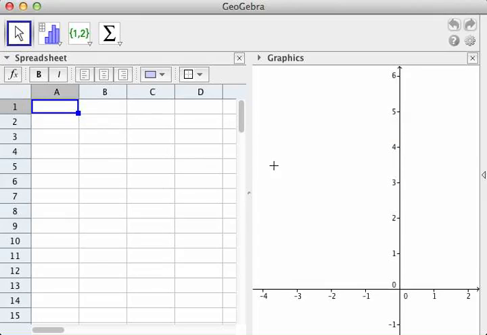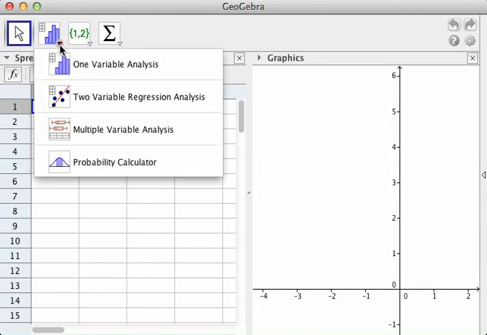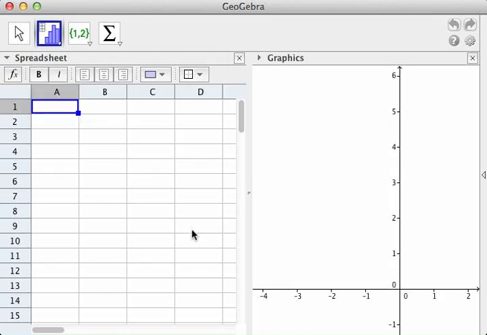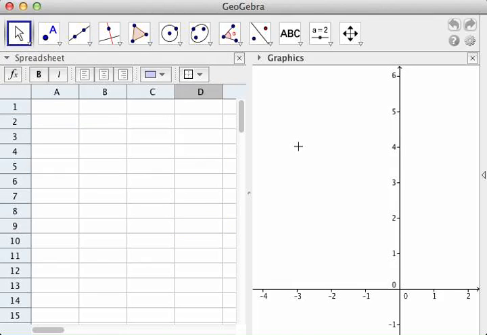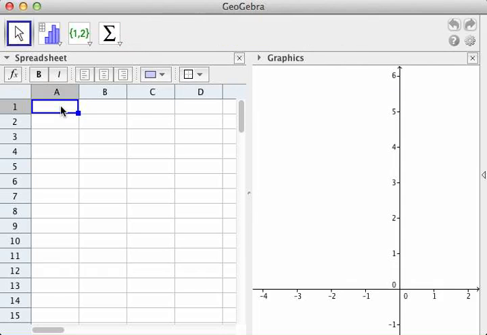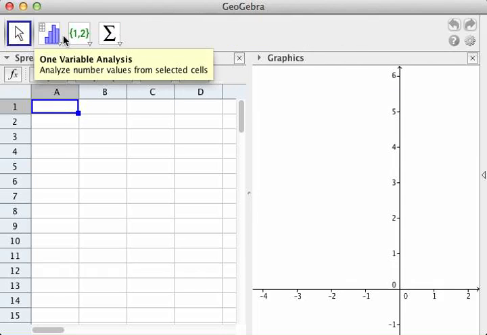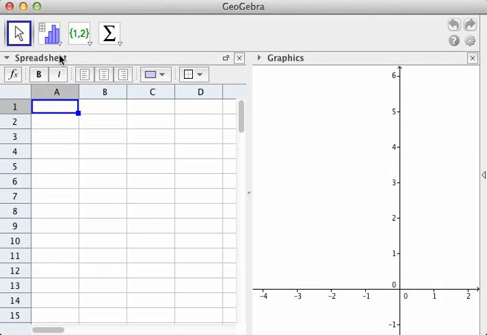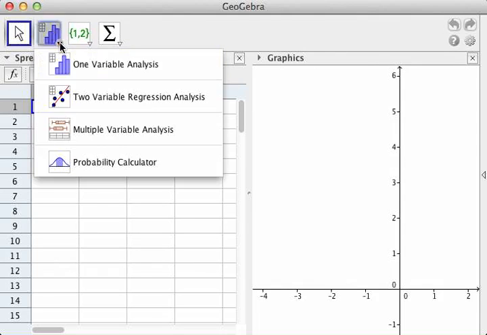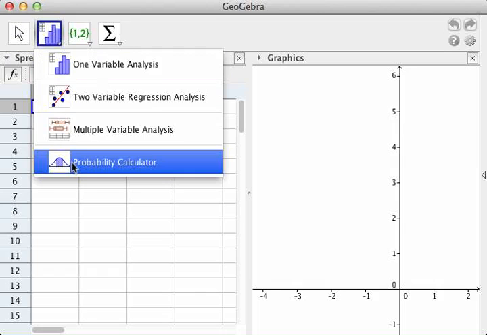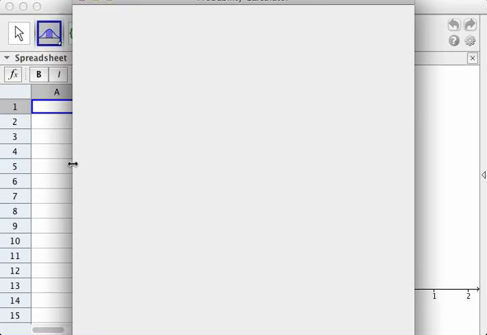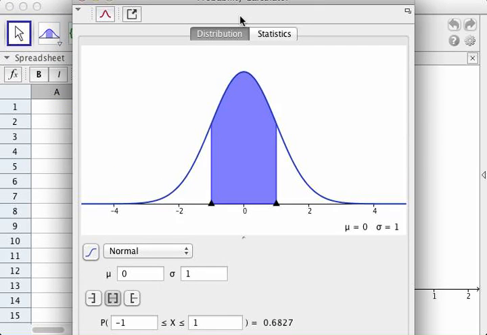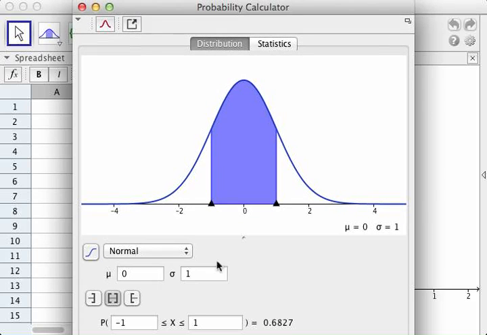Okay, notice you have to be in spreadsheet mode to get the probability calculator, which we'll be using in just a minute. See, if you're on graphics, that choice doesn't exist. So make sure that you've highlighted a cell in the spreadsheet. Even though we're not actually going to use the spreadsheet, we need to get the probability calculator. So there it is. We click probability calculator, and this is what we see.